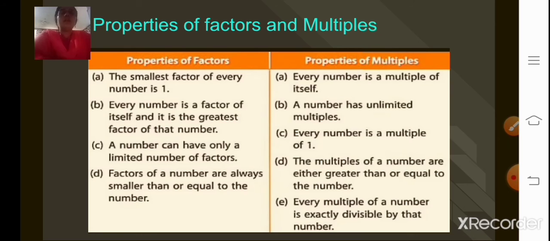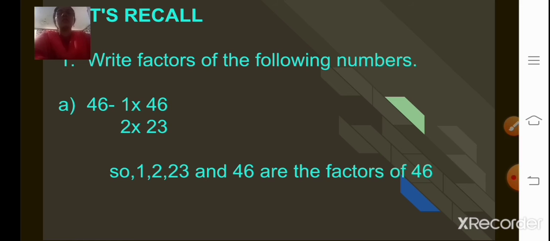Suppose you take the number 5, 5 ones are 5. It is equal to that number. Then again it goes on increasing: 10, 15, 20. So it is greater than that number. And the last property tells us that every multiple of a number is exactly divisible by that number. Okay, so these are the properties of factors and multiples. Now let us solve some sums based on this.